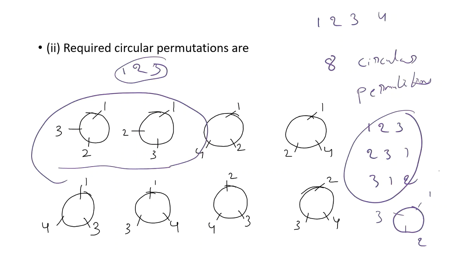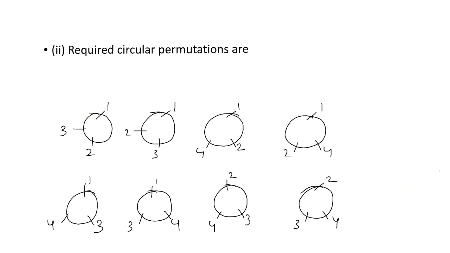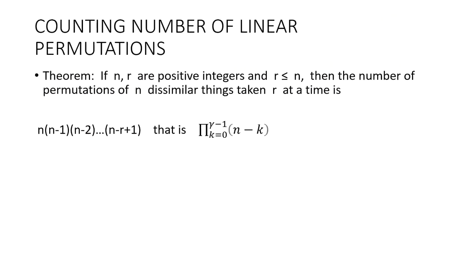Anyway, they didn't ask us to write down how many linear permutations and how many circular permutations. They just asked us to list down all the linear permutations and circular permutations. Our next motto in this chapter is to count the number of linear permutations.